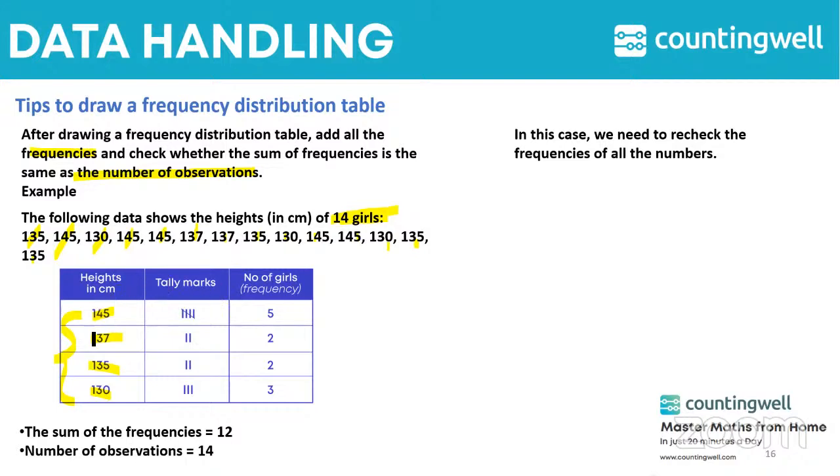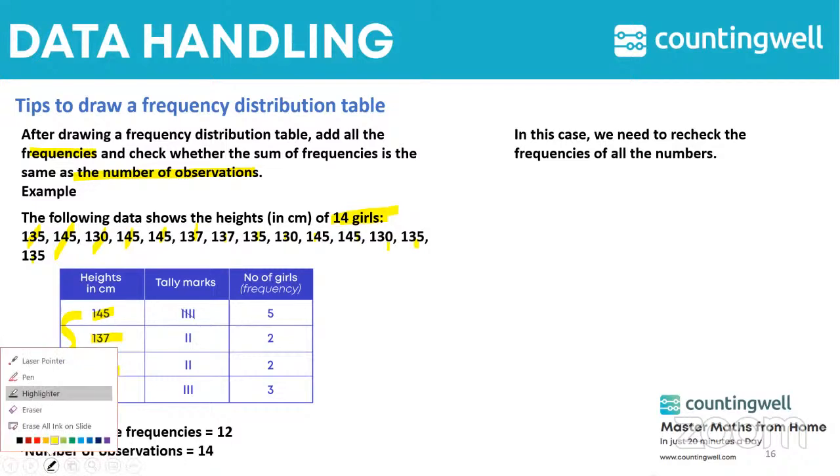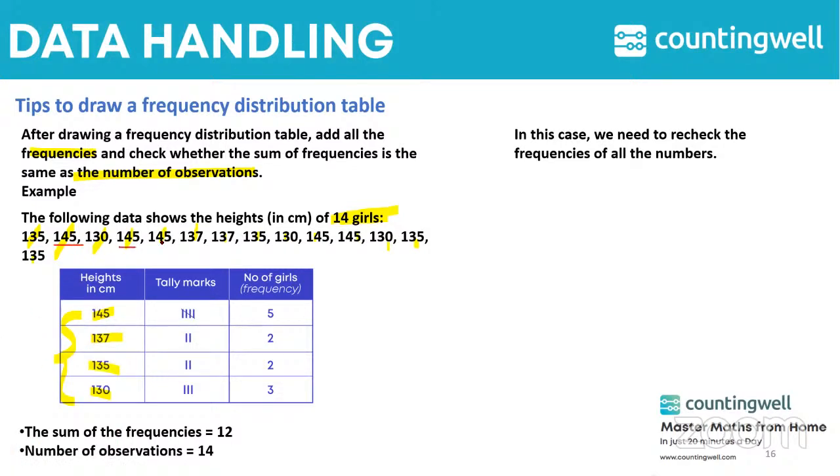For example, the observation 145, let us see how many times it is repeated. So here we have 145, 145, 145. So we have 1, 2, 3, 4, 5, 5 times 145. So we have tally marks 1, 2, 3, 4, and the slant line represents the fifth observation. So we have number of girls having heights 145 centimeter as 5.